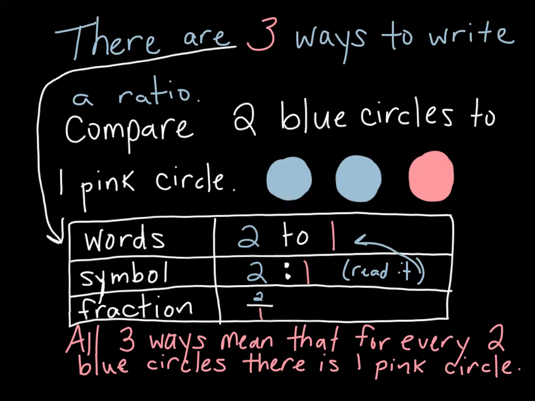And again, you would read it the same way as the word form, but you would have to definitely make sure in any of these examples that you keep the order correct. So in this case, we had the 2 blue circles first, and so we had to make sure that the 2 came first in each of these examples, and then the 1 pink circle came second, so that came second in all of our ratios. And all 3 ways down here mean the same thing. They mean that for every 2 blue circles, there is 1 pink circle.